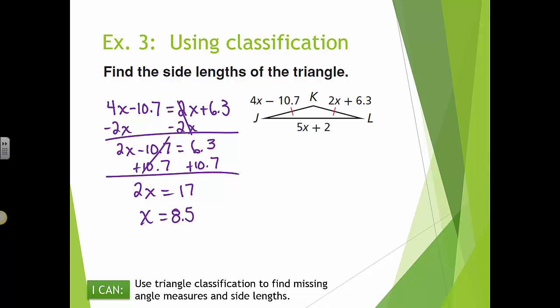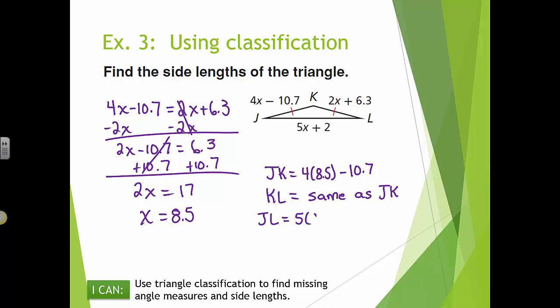Okay, so now could I plug that in and find all three side lengths? Yes, I could find JK by doing 4 times 8.5 minus 10.7. I know that KL is going to be the same as whatever JK is, same as JK because they are congruent. And then I can find JL by doing 5 times 8.5 plus 2. So I'm going to assume that you guys can do that calculation and find the side lengths.